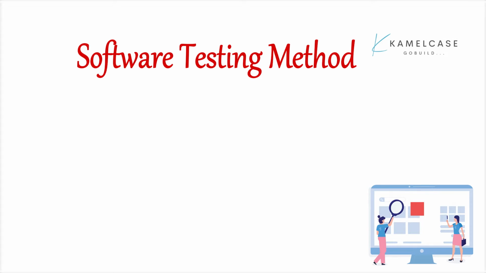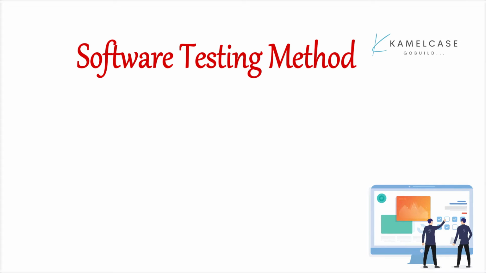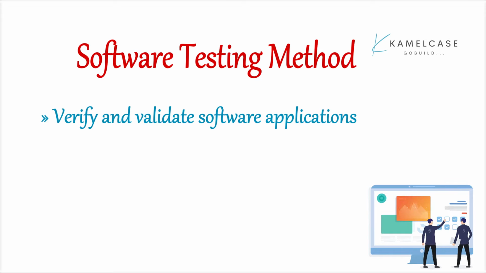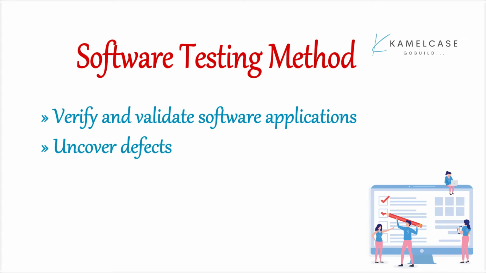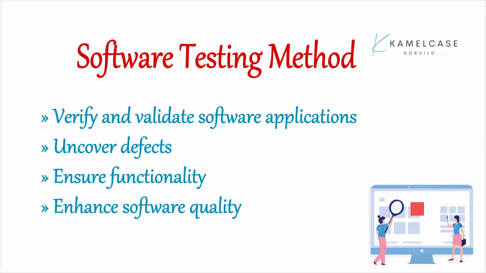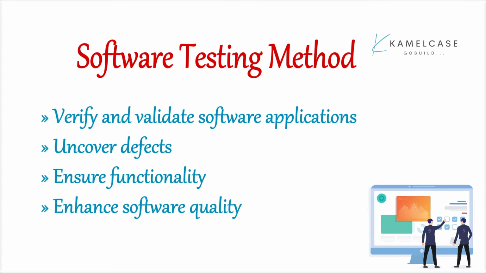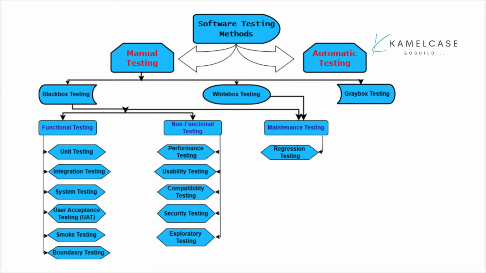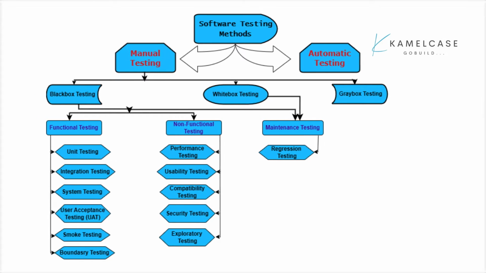Next, we'll discuss methods for conducting tests. Software testing methods encompass various strategies and approaches used to verify and validate software applications, aiming to detect flaws, ensure proper functioning, and improve overall software quality. These methods come in different types, each serving specific purposes and employing unique techniques. In essence, testing methods can be categorized into two main types: manual testing and automated testing. In this video, we will be talking about tools used for manual software testing.